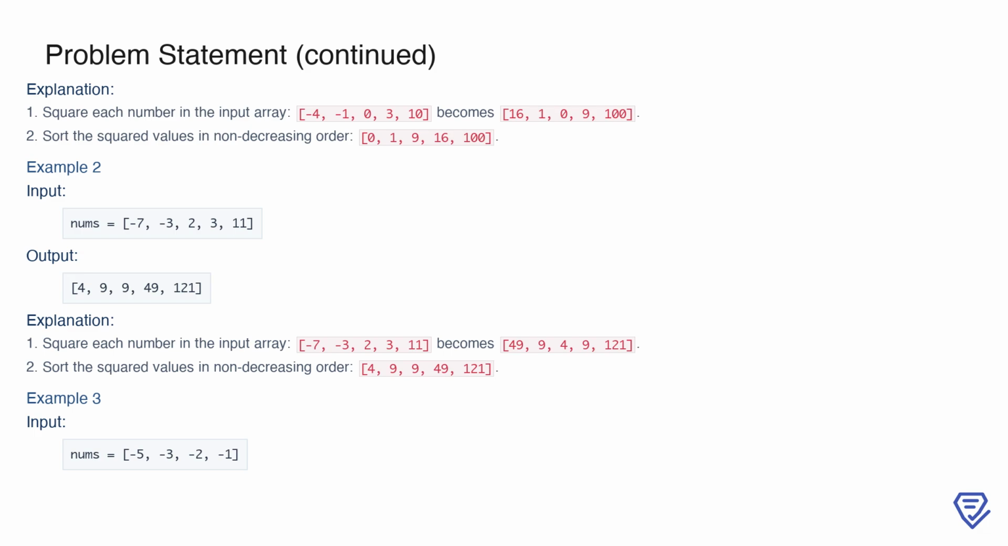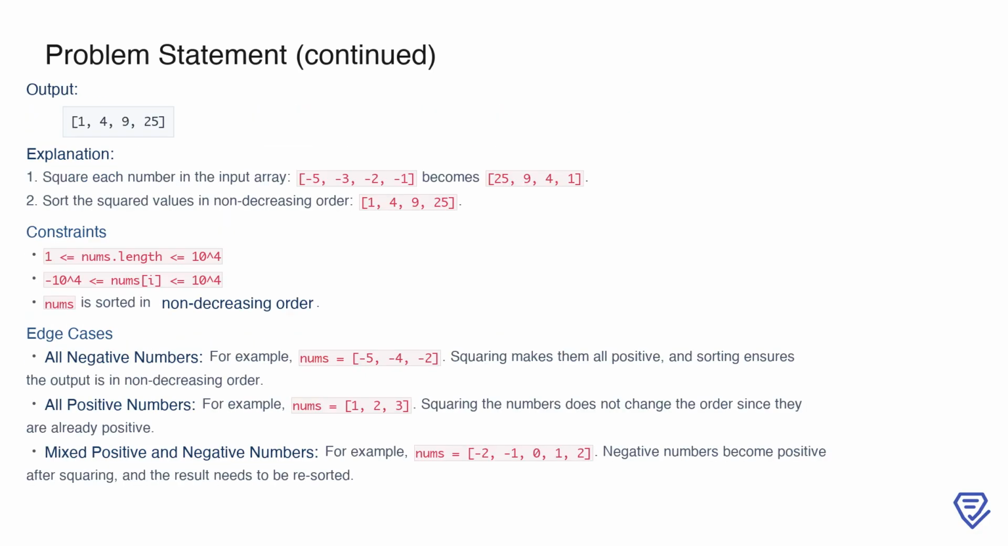Let's look at one more example. If nums is -5, -3, -2, -1, squaring the numbers results in 25, 9, 4, 1. Sorting these values gives 1, 4, 9, 25. This highlights that while the input is sorted, the squaring process can disrupt this order, so sorting the squared values is a necessary step.